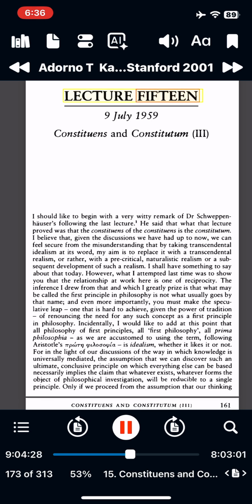Lecture 15, July 9, 1959. Constituens and Constitutum. I should like to begin with a very witty remark of Dr. Schwappenhauser's following the last lecture. He said that what that lecture proved was that the constituens of the constituens is the constitutum.